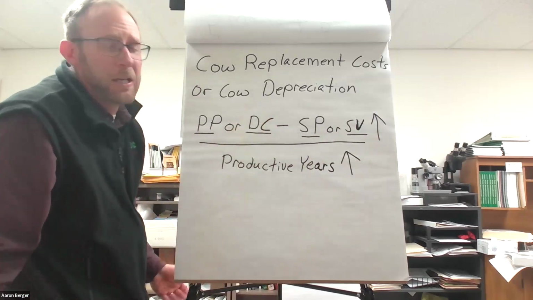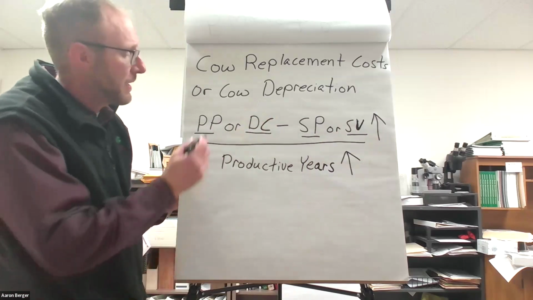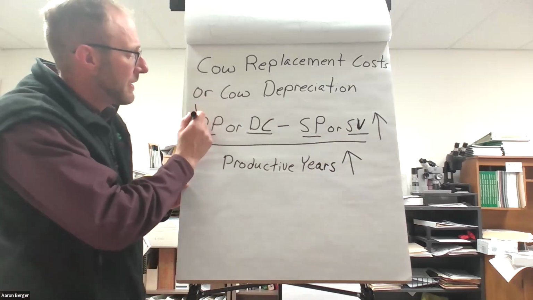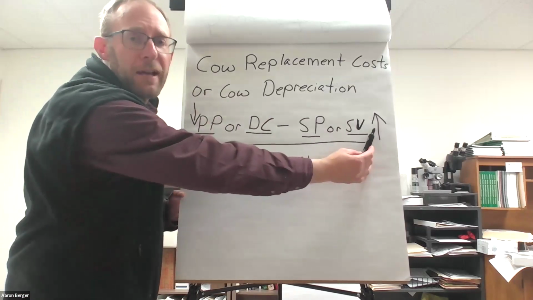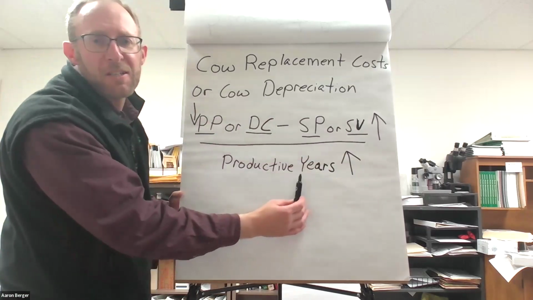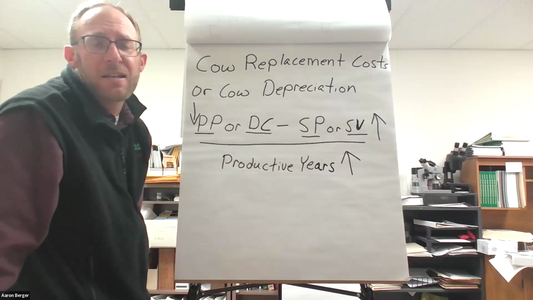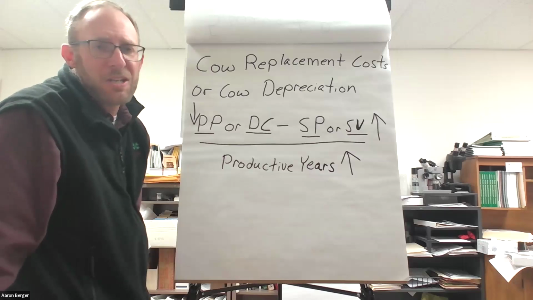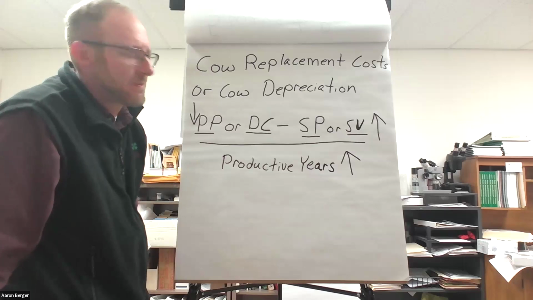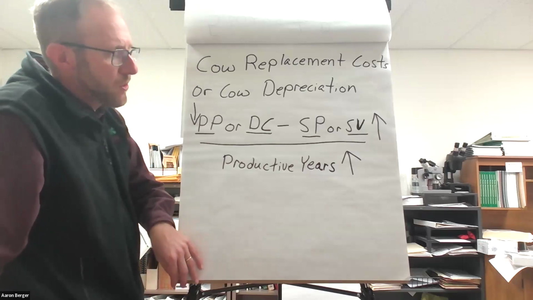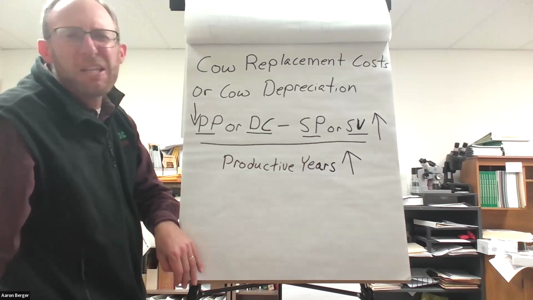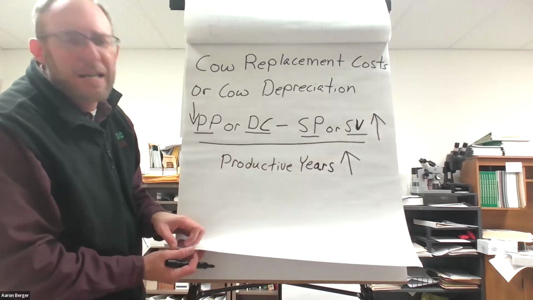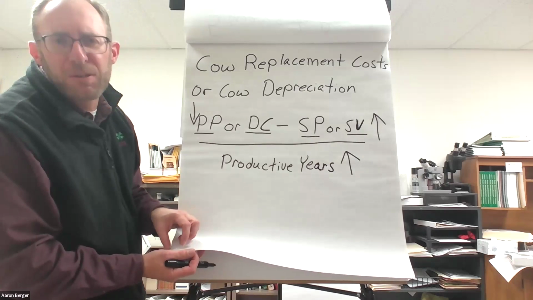Okay, so there's one other one. This is probably pretty obvious, but if I can get a cow into the herd at less cost, have her leave the herd at a greater value, and get more productive years out of her. So those are the three ways to reduce cow depreciation. So let's just work through an example real quick. And I'm going to use an extreme example, but it's more real than maybe we want to realize.